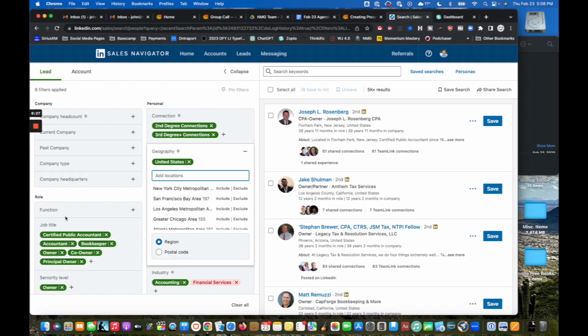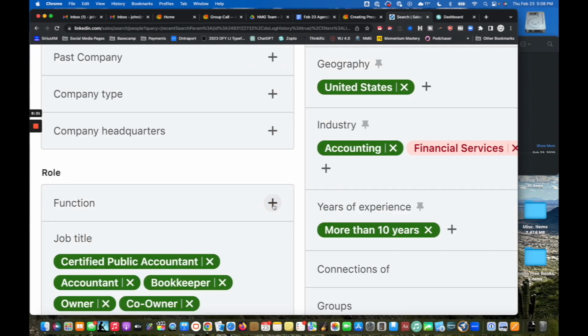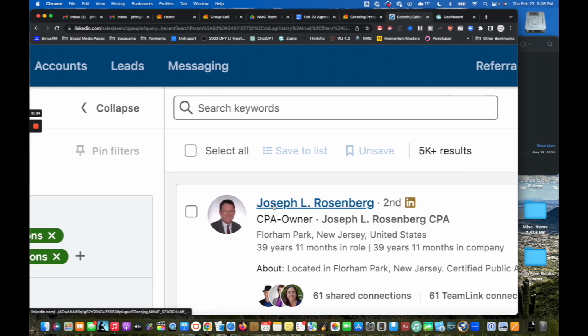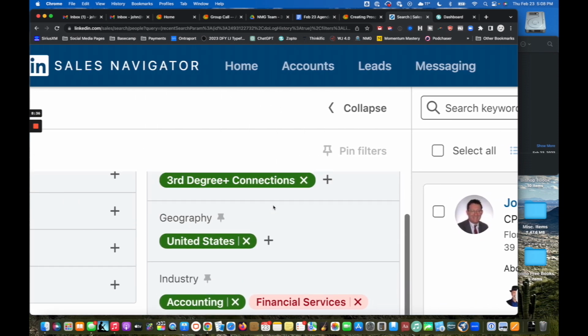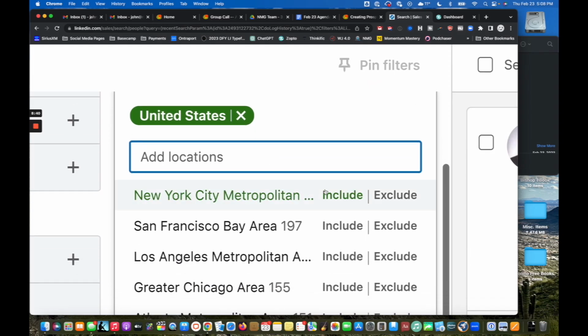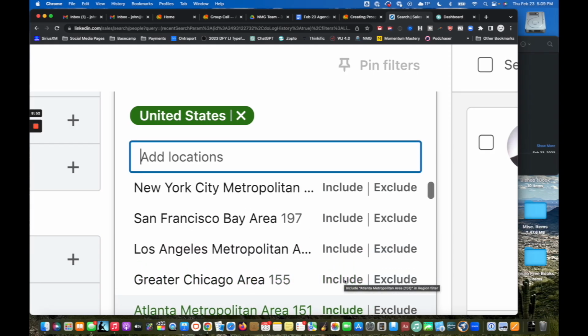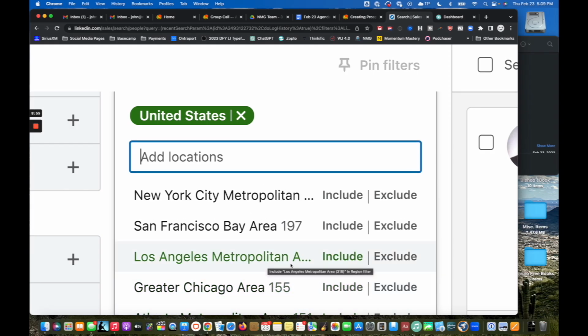So one of the things I'm going to do, I actually deleted the function. I took that out. And then the list went back up to 5,000. But I'm going to shrink it by geography. So if you click on the plus sign under geography, it will tell you if you mouse over it. Okay, you've got 376 people in New York. You've got 197 in San Francisco. You've got 318 in LA. You've got 155 in Chicago. And what you can do is make little niche lists.